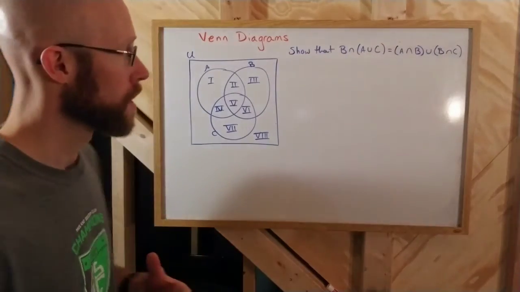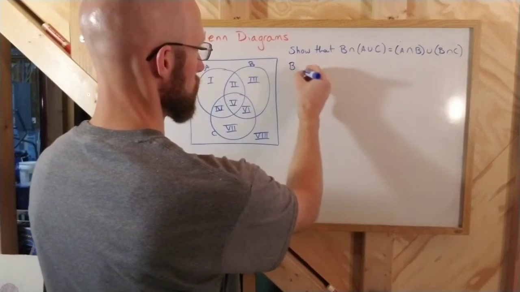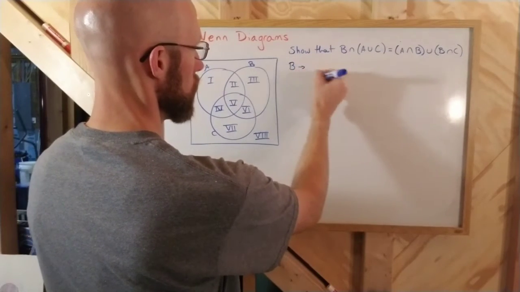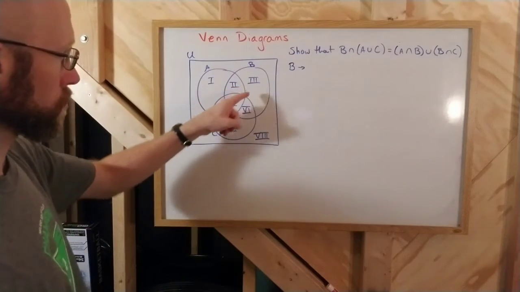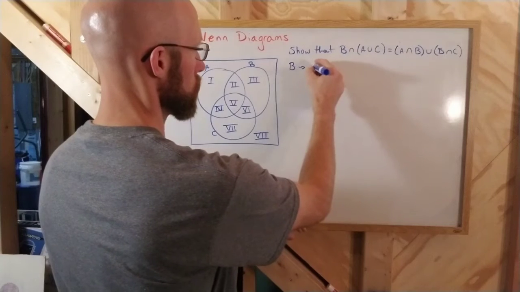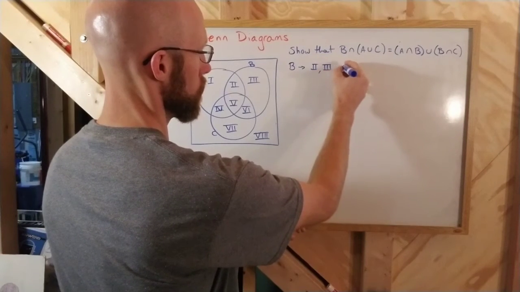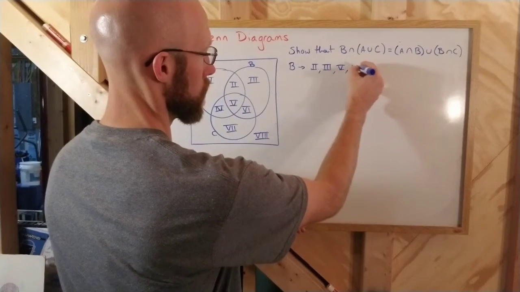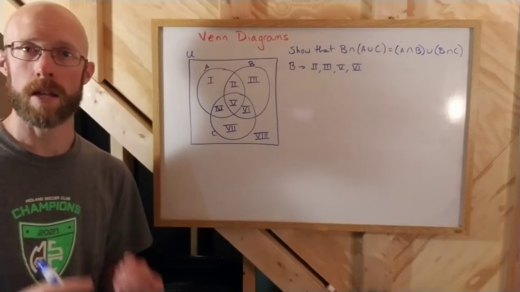Okay, so first of all, what I like to do is just break these down one side at a time. On the left side, I see that set B contains regions 2, 3, 5, and 6. Okay, so 2, 3, 5, and 6. Those are all contained in set B.